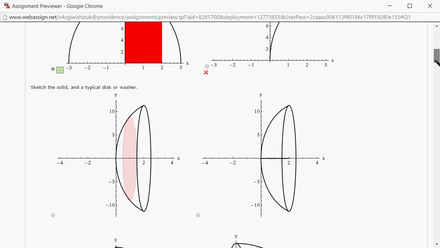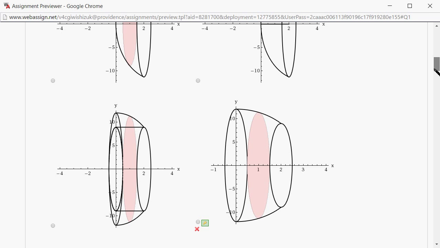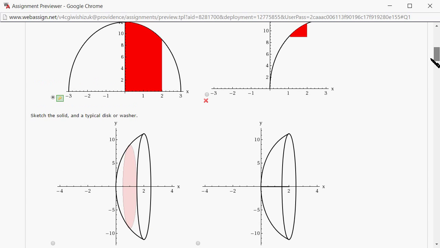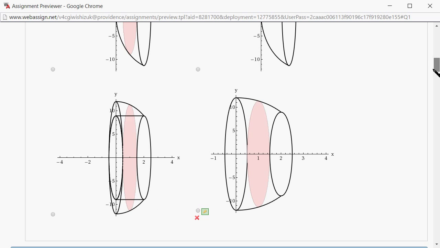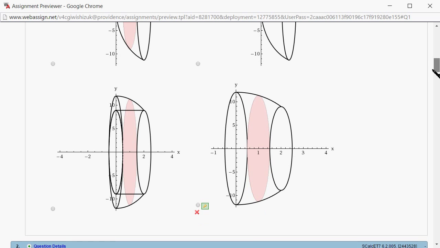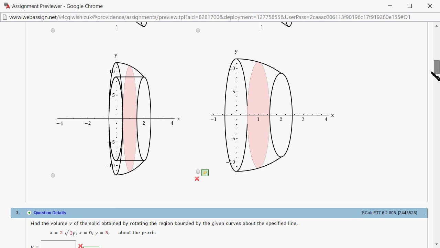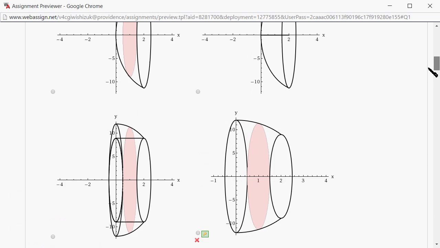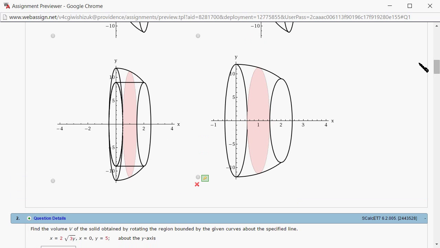Let's see. It's 1 to 2. And this one is 0 to 2. This looks okay too. What's the difference between these two? Oh, actually, this one has a cylinder in there. That's the difference. So this is the right one.